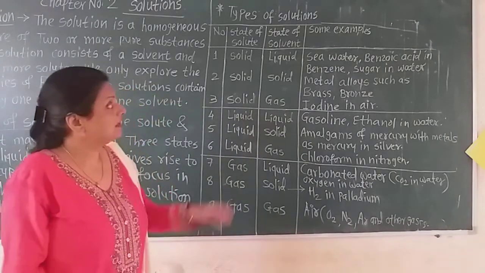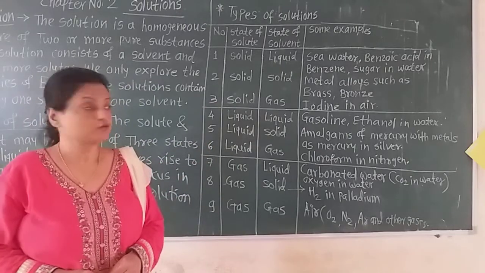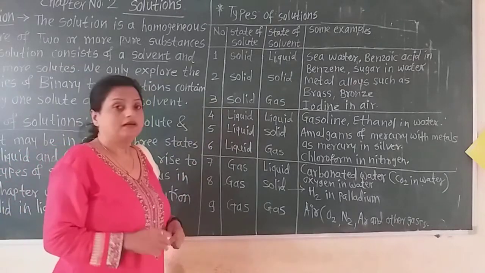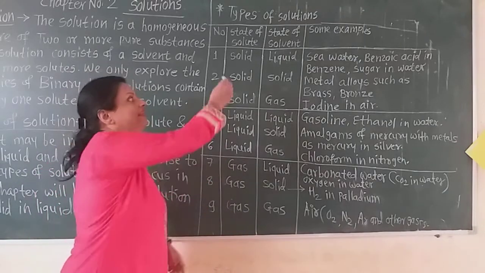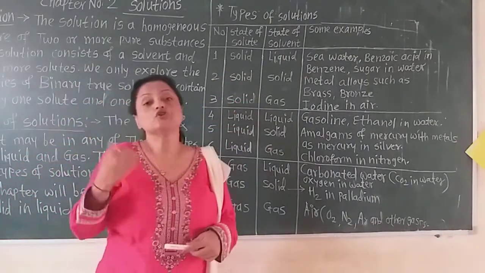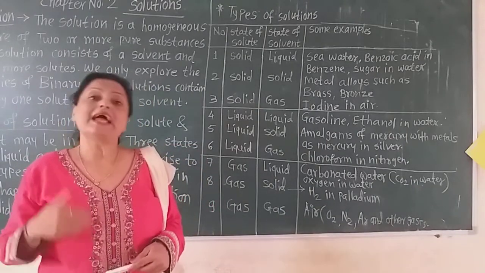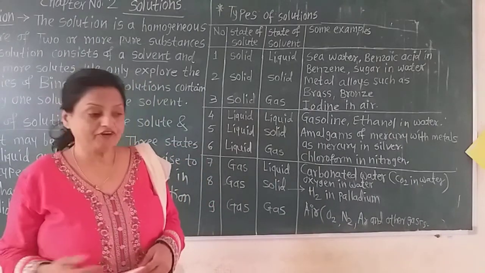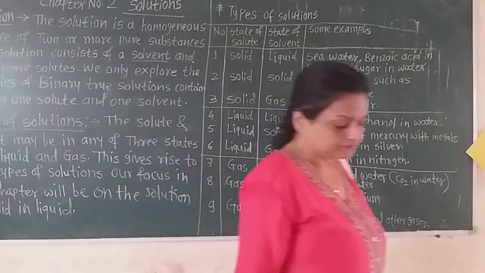Now these are the 9 different types of solution, but we have to study the properties of the solid in liquid type of solution, that is the binary solution, in which the solute is in the solid form and the solvent is in the liquid form. Now let us learn the next topic.